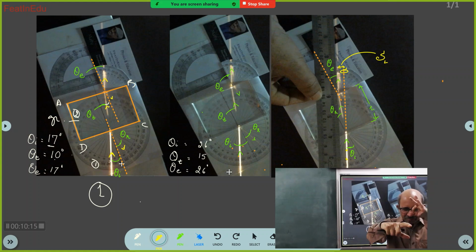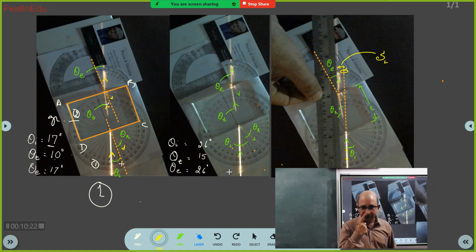Now I kept the glass slab. After keeping the glass slab, how many pins will I see? 2 pins. Now see students, the rays from the pins must enter your eyes. I am only using 1 ray and it should enter your eyes.